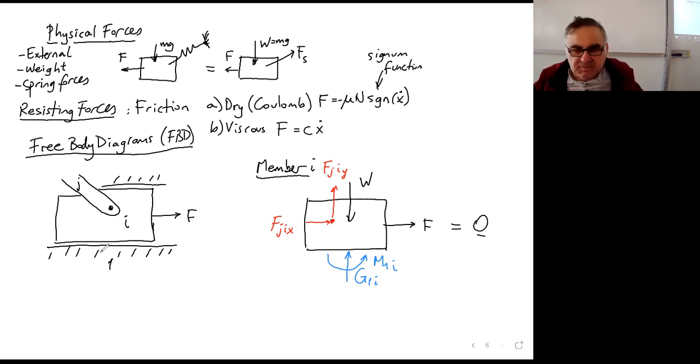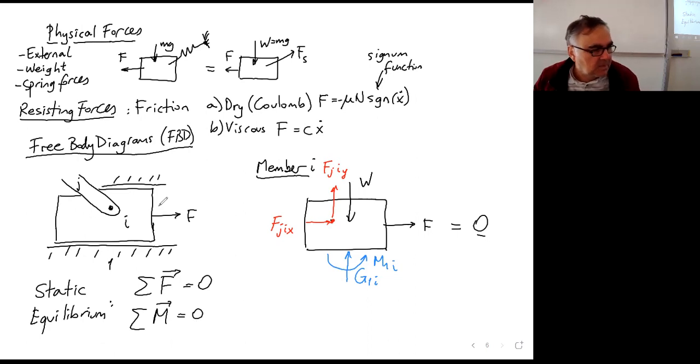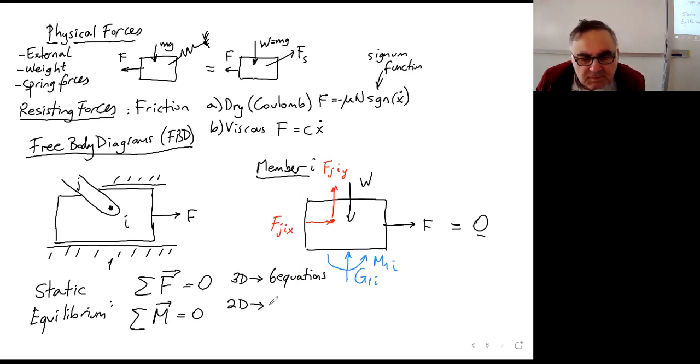And if you have static equilibrium, this means the summation of all forces has to add up to 0. And the summation of all moments about any point has to add up to 0. If you have three dimensions, this gives you 6 equations, as you know. Whereas in 2D, this gives you 3 equations.